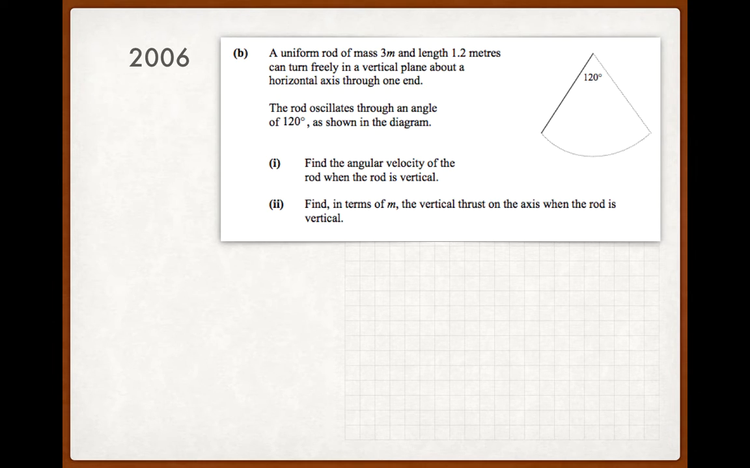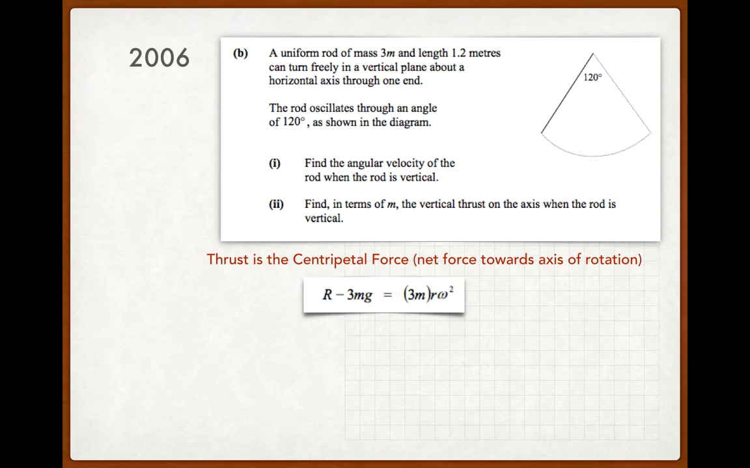So that means if the thing is moving in a circle, it has a centripetal force, and the net centripetal force is the reaction minus the weight of the object, so R minus 3mg, and that's going to be equal to m r w squared, where m is the mass of the object, 3w. We're looking to solve for R there, and you should get that out fairly easily.